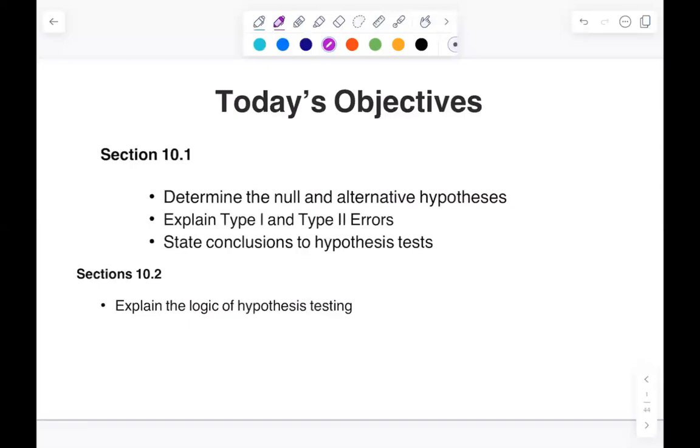We're going to talk about what null and alternative hypotheses are. We're going to look at type 1 and type 2 errors and what the conclusions of hypothesis tests look like. Then I'm going to explain the logic of hypothesis testing a little bit, and then we're going to stop. We'll do the second half of 10.2 on Thursday, and then do 10.3.